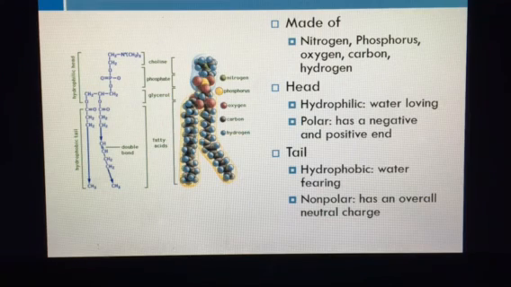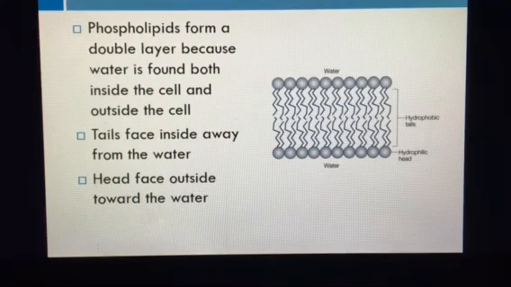You'll find out that not only these phospholipids or fatty acids are making up our phospholipid bilayer, but we have these proteins that are really important to maintaining structure, sending signals, and allowing for certain materials to pass into and out of the cell. Again, always to maintain homeostasis.